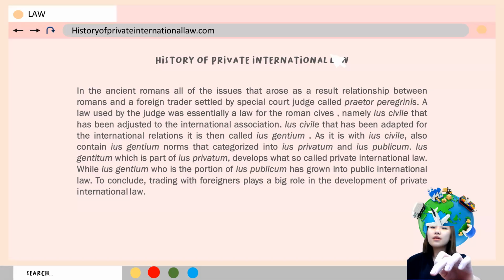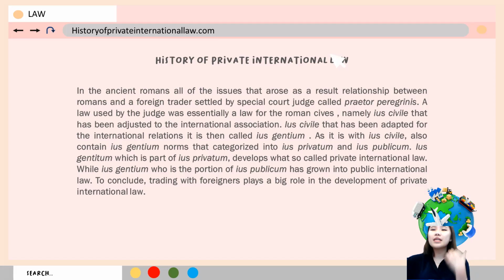Next, the history of private international law. In ancient Rome, all the issues that arose from relationships between Romans and foreign traders were settled by a special court, the praetor peregrinis. The law used by the judge was essentially the law for Roman citizens, namely ius civile, adjusted to international association. Ius civile adapted for international relations is then called ius gentium.